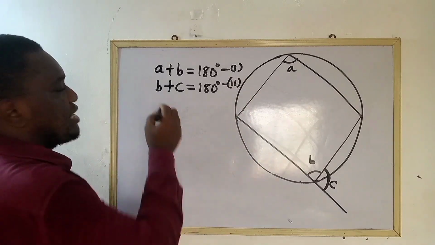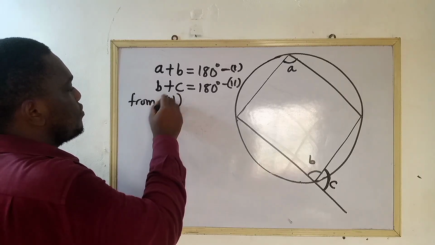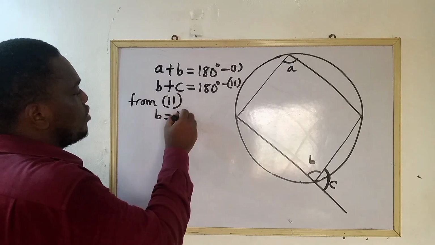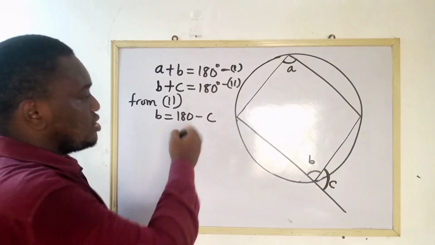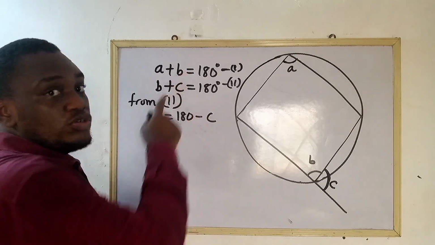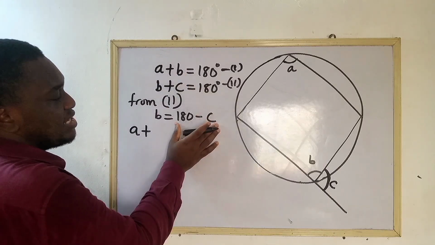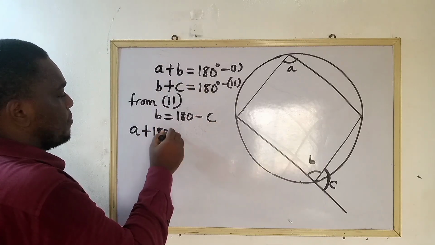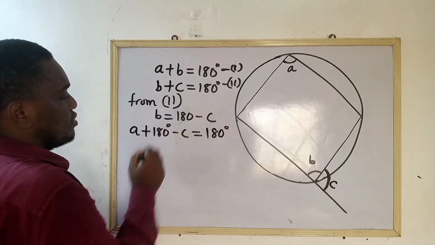From equation 2, B is equal to 180 minus C. Bringing C to the other side, it carries a negative sign. Substituting this value of B into equation 1, A plus, instead of writing B now, I'll write this: 180 minus C, should be equal to 180 degrees.